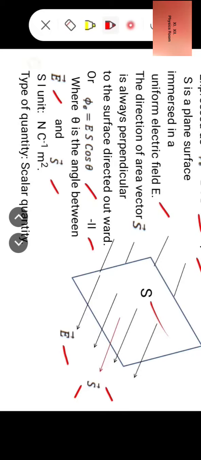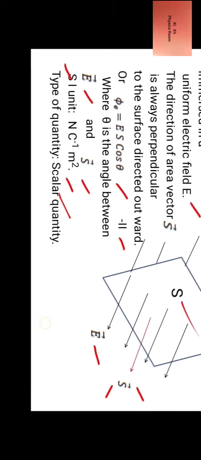Now the SI unit of electric flux is Newton per coulomb meter square. Newton per coulomb is the unit of electric field and meter square is the unit of area. So the SI unit of electric flux would be Newton per coulomb meter square. And the type of quantity: electric flux is a scalar quantity.